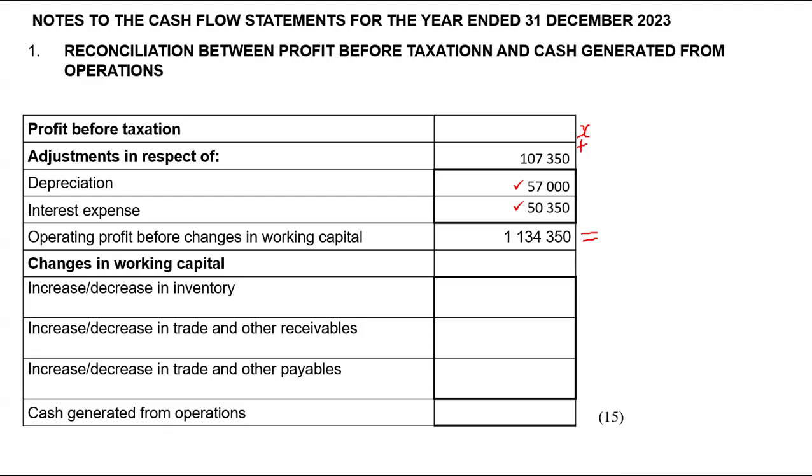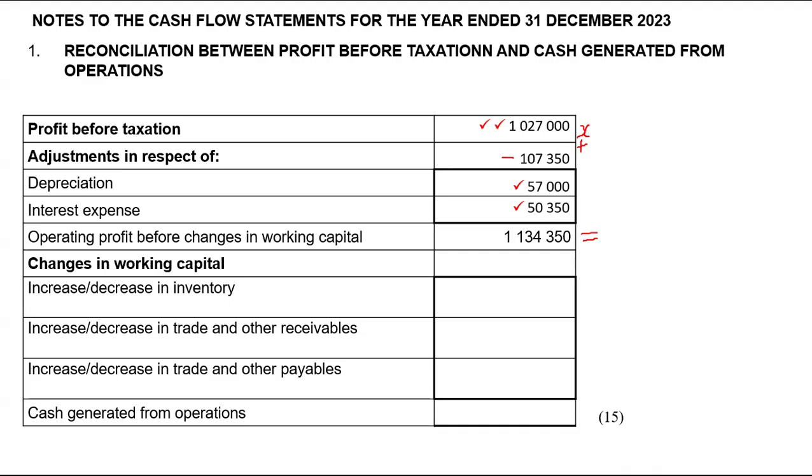So all I'm going to do is work backwards by subtracting that 107,350, and it'll give me 1,027,000, which is my profit before taxation. And now I'm done with the top part. Now I'm going to go to inventory.